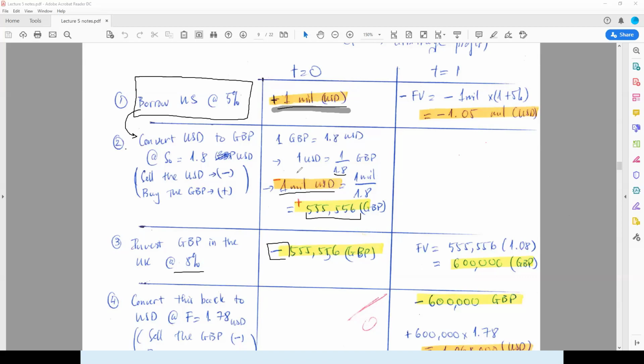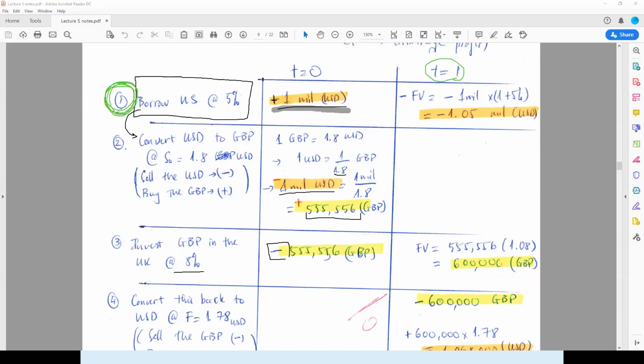So these are all the transactions I will be doing at the start, which is today. Now let's look at what happens in 1 year's time, okay? So I have set up all my transactions at the start. Now what will happen in 1 year's time? So in 1 year's time, with the first transaction, this is when I borrow the USD, okay?